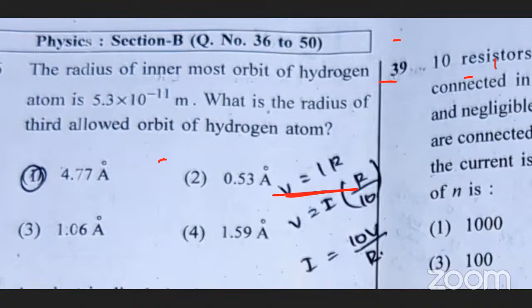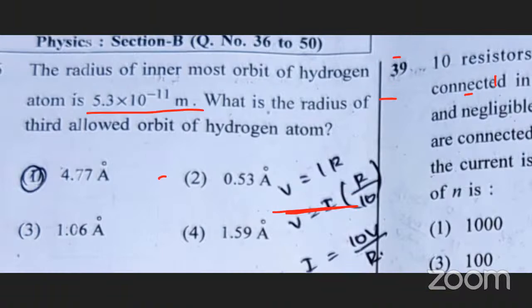Then the radius of the innermost orbit of the hydrogen atom, that means the R naught value, the Bohr's radius value, is given. So what is the radius of the third allowed orbit of the hydrogen atom? We know the radius formula is n square by z into R naught, where R naught is the Bohr's radius. Here n is the third orbit, so it's 3 square. Here z value is 1 because the atomic number of hydrogen is 1.